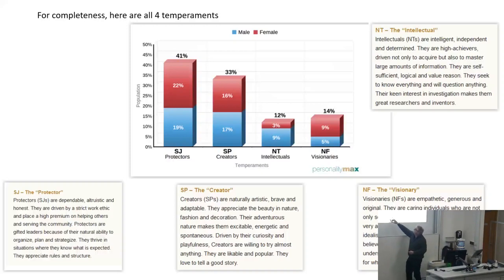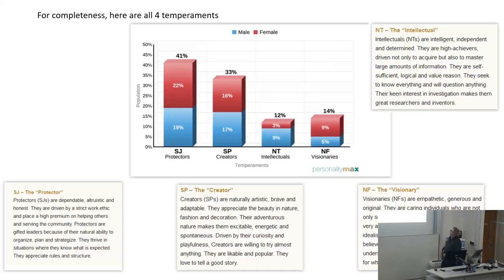Creators, another big section. Naturally artistic, brave and adaptable. Appreciate the beauty in nature, fashion and decoration. Their adventurous nature makes them excitable, energetic and spontaneous. Driven by their curiosity and playfulness. They're likeable and popular. They love to tell a good story. So you might know people like that as well. Depending on what personality you are, you might view those slightly differently. Lazy is a word that springs to mind. But they're very general.